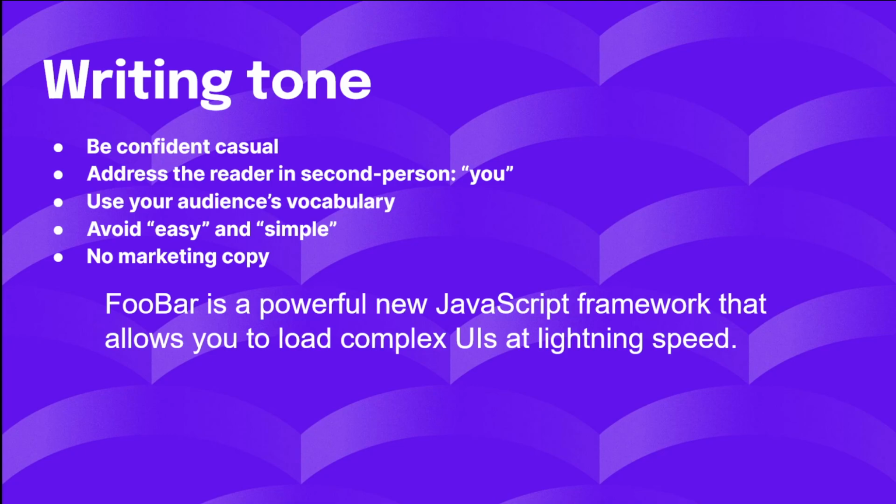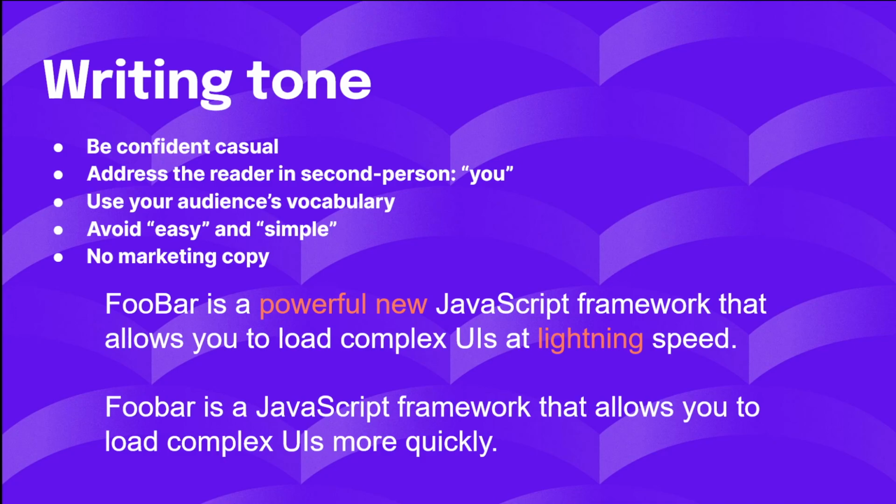But it's also extremely common just to want to make your product sound better. So you might end up with a sentence like, "Foobar is a powerful new JavaScript framework that allows you to load complex UIs at lightning speed." Now, lightning speed can't be verified. We can't measure that. So in order to stick to the facts and be objective and avoid marketing copy, look at the claims.